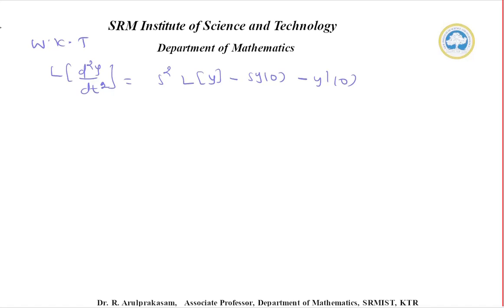Similarly, you know what the first derivative dy divided by dt is: nothing but s times L of y minus y of 0. This is the formula, we already know that. Following these formulas, I can apply them to the given equation.